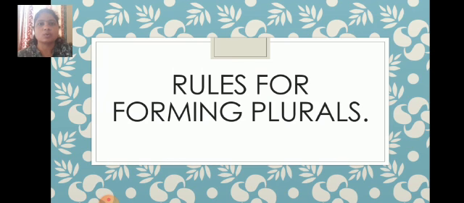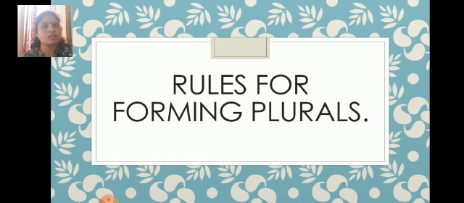Okay, so the first rule was by adding s to the singular. The second rule was by adding es to the singular words ending in s, double s, ch and x. Then the third rule was by adding es to the singular words ending in o. Then the fourth rule was by changing y to ies for the singular words ending in y.